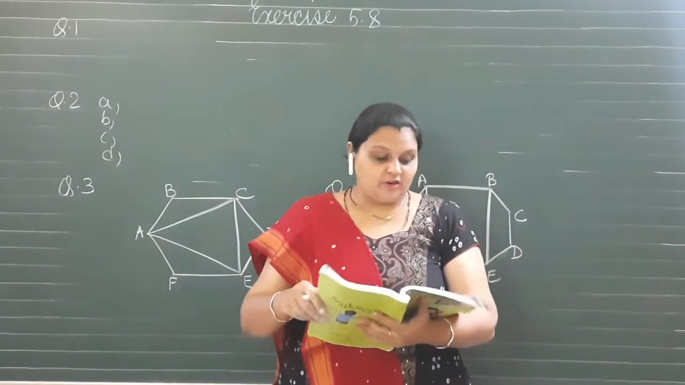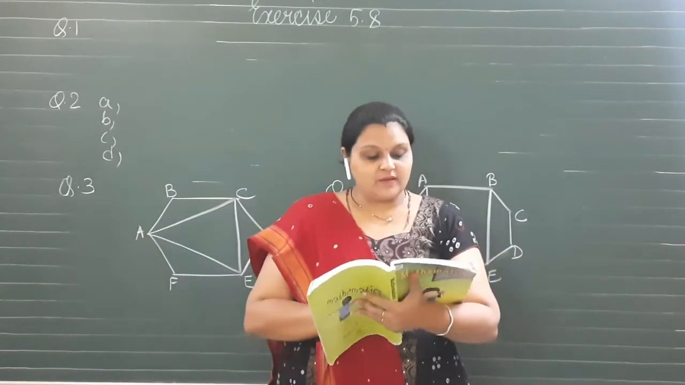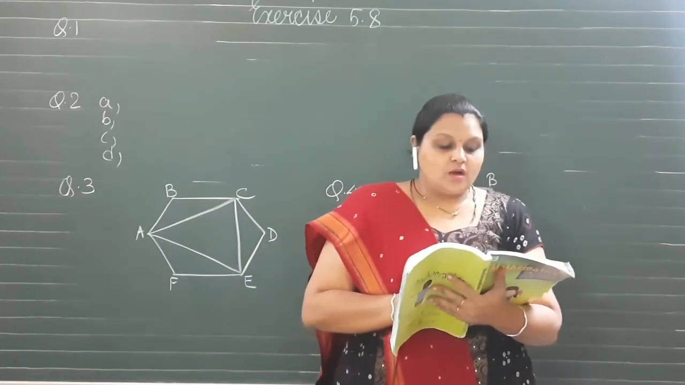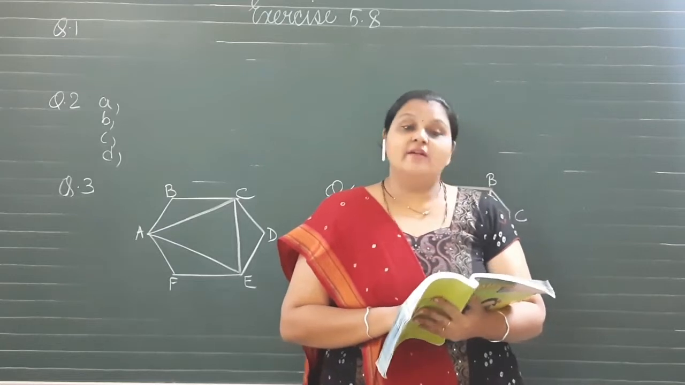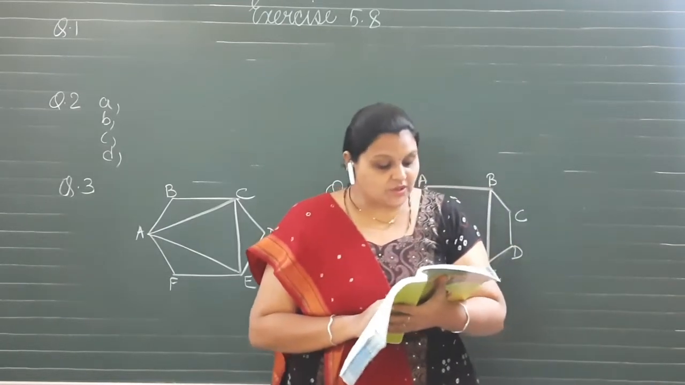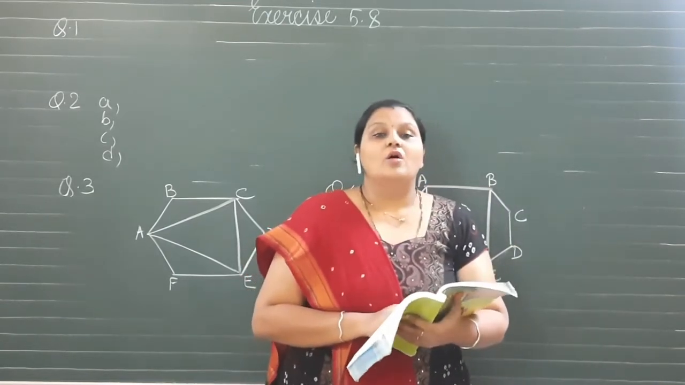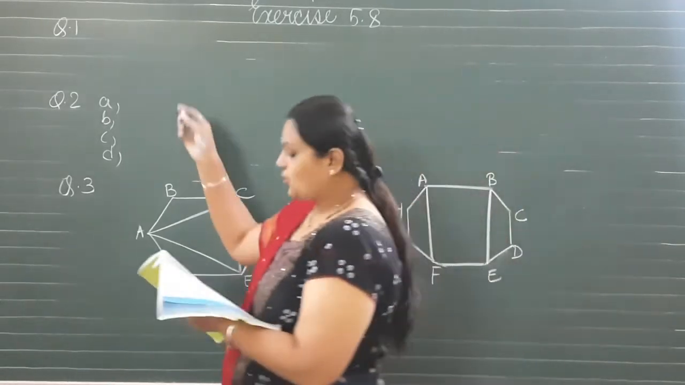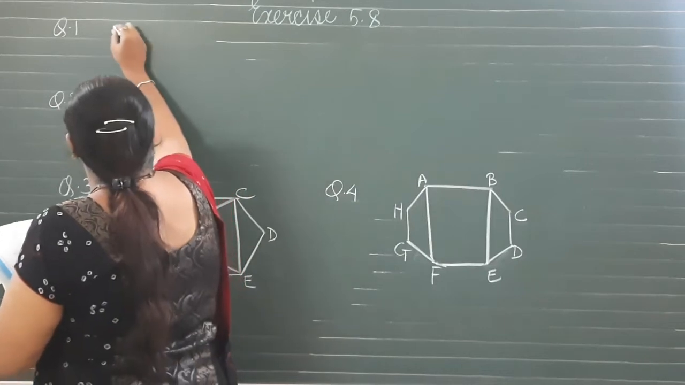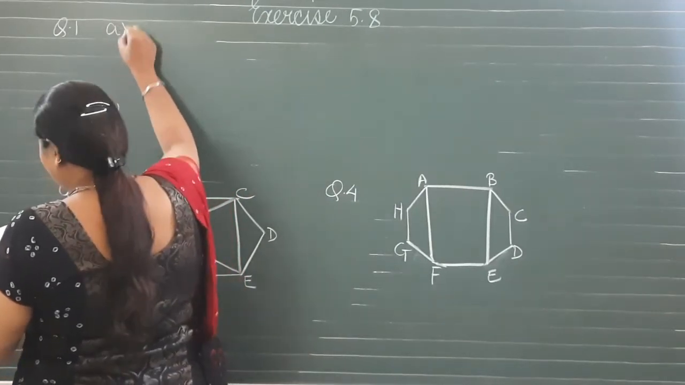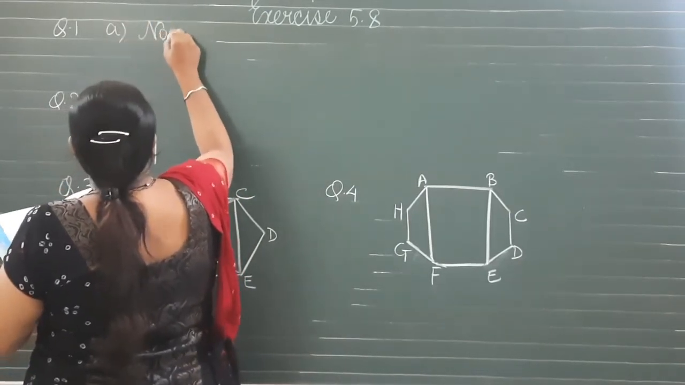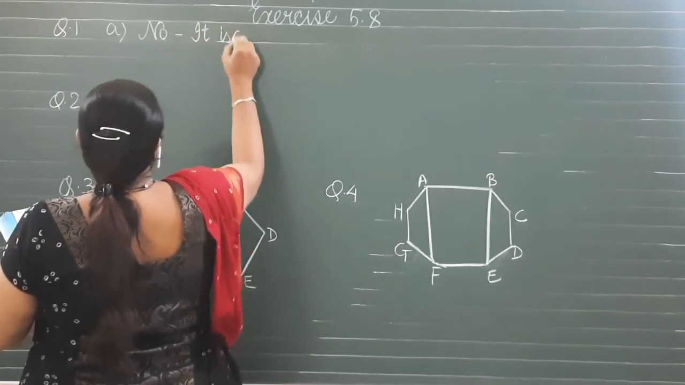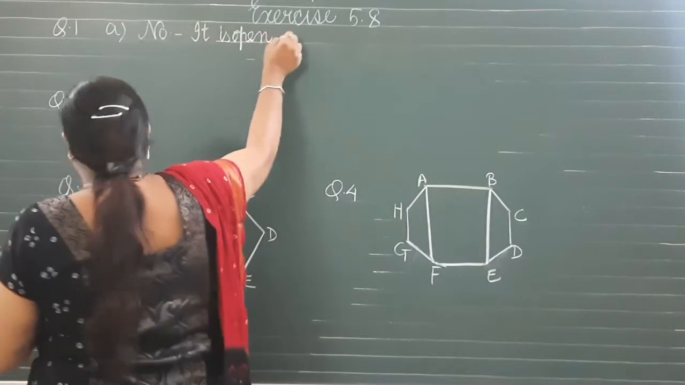Exercise 5.8. Question number 1. Examine whether the following are polygons. If any among them is not, say why. Very first, it is an open figure. You are given a figure, it is an open figure, so it is not a quadrilateral. Here we will write no, it is not a quadrilateral, it is open. That's why it is not a quadrilateral.